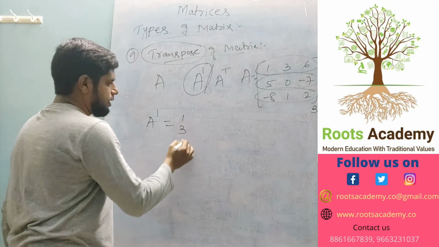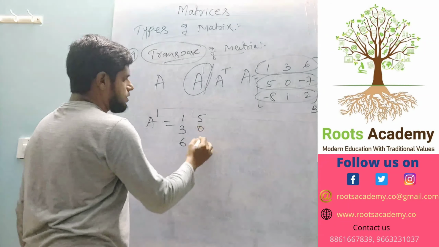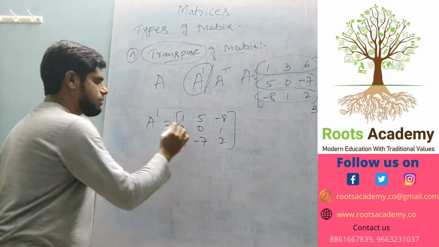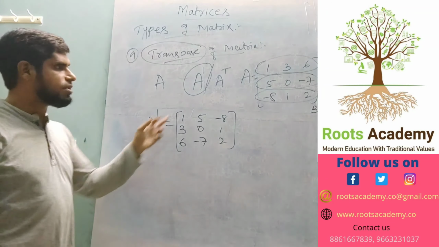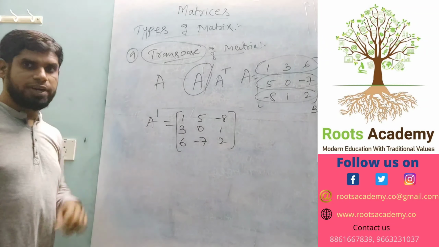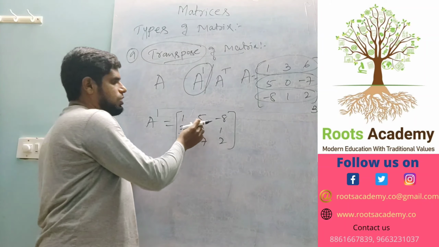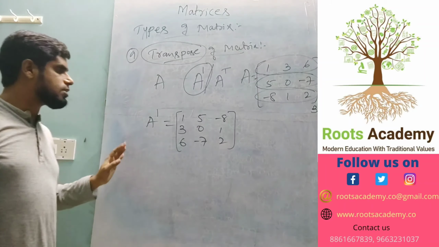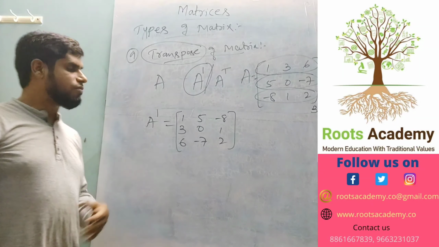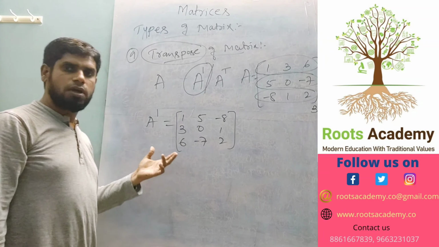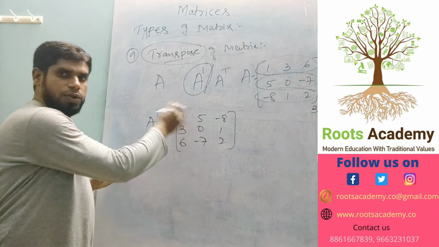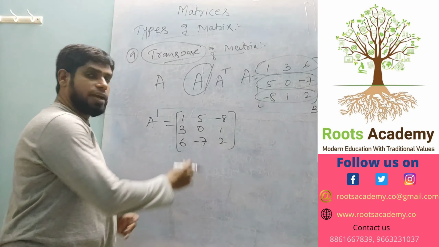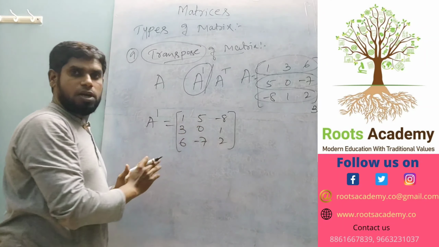So 1, 3, 6, 5, 0, minus 7, minus 8, 1, 2. Student, this is the transpose of this matrix. So what exactly did we do in the transpose of a matrix? We interchanged the rows to columns. If we interchange rows to columns and columns to rows of a matrix, then the new matrix is called the transpose of the matrix. And it is not necessary that the order should be 3 cross 3 square matrix.